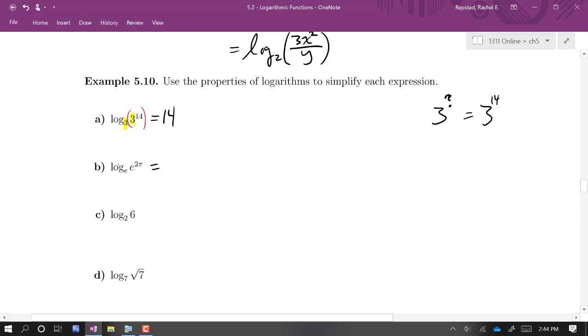Next, we have a really similar one. Log base e of e to the 2 pi. What exponent do I put on e to get e raised to the 2 pi power? Well, that's 2 pi.